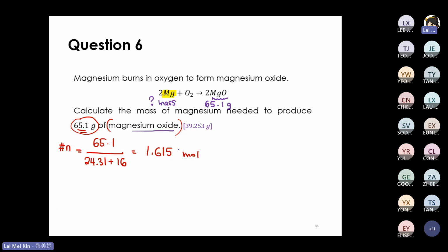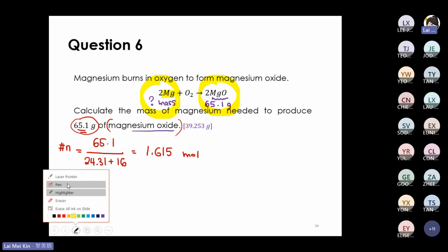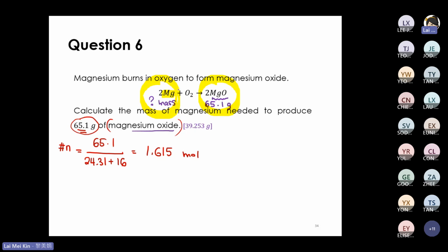Next, you look at the equation, you look at the question. You have magnesium oxide, you need to find magnesium. So you just close your eyes to all the others. What do I mean? You have magnesium and you have magnesium oxide. What is the ratio in the equation? Magnesium is 2. Magnesium oxide is 2. It means that if I have 2 mole of magnesium, I will have 2 moles of magnesium oxide. They are the same.